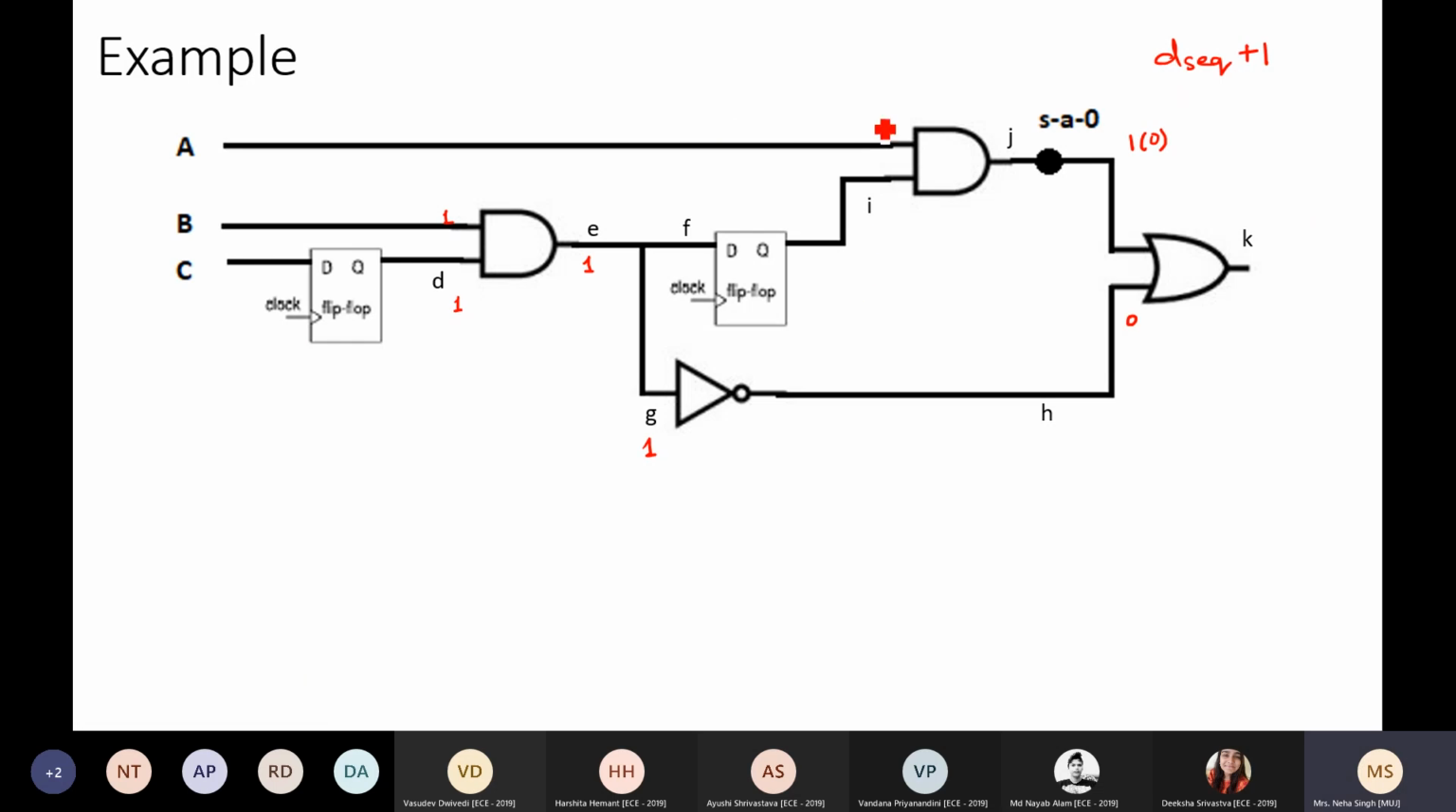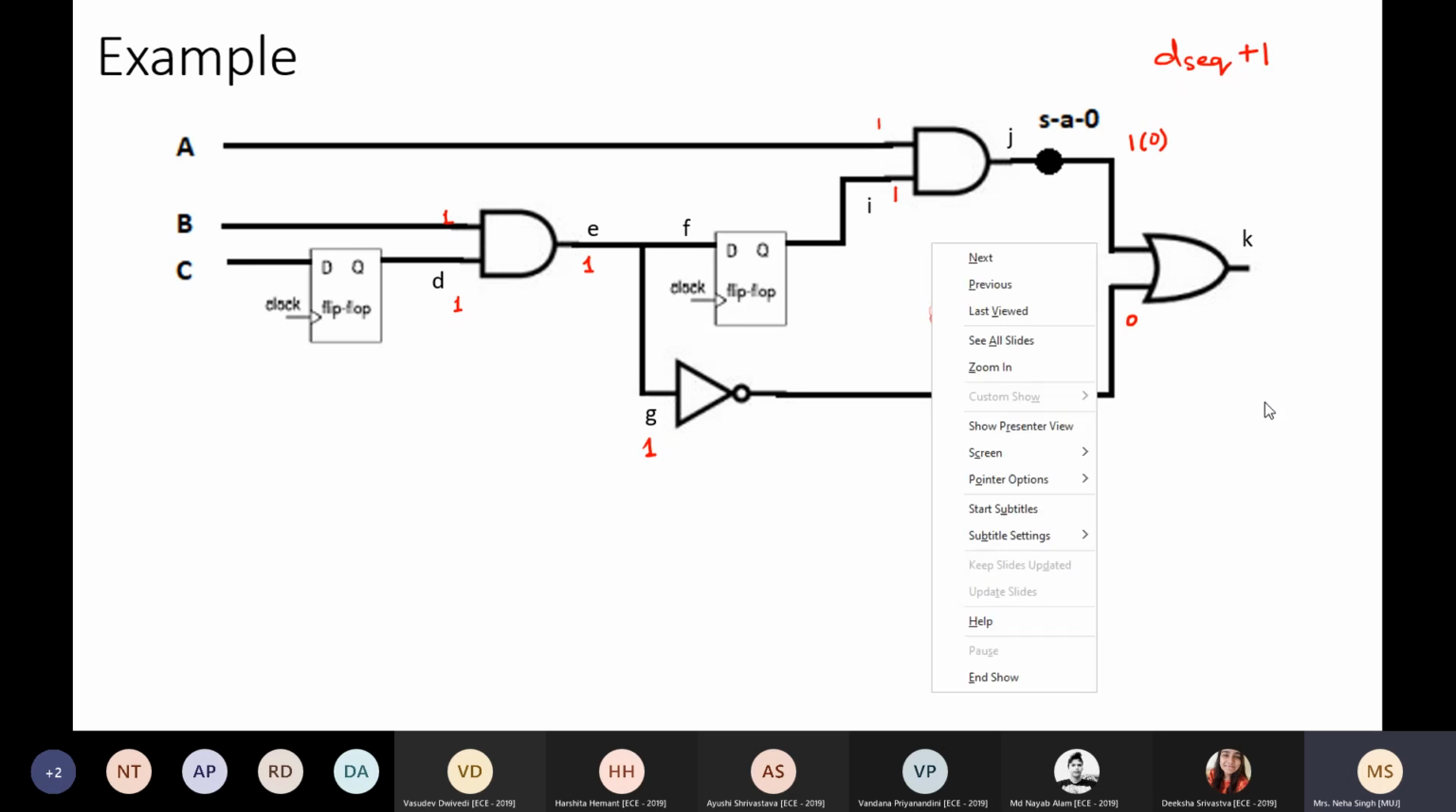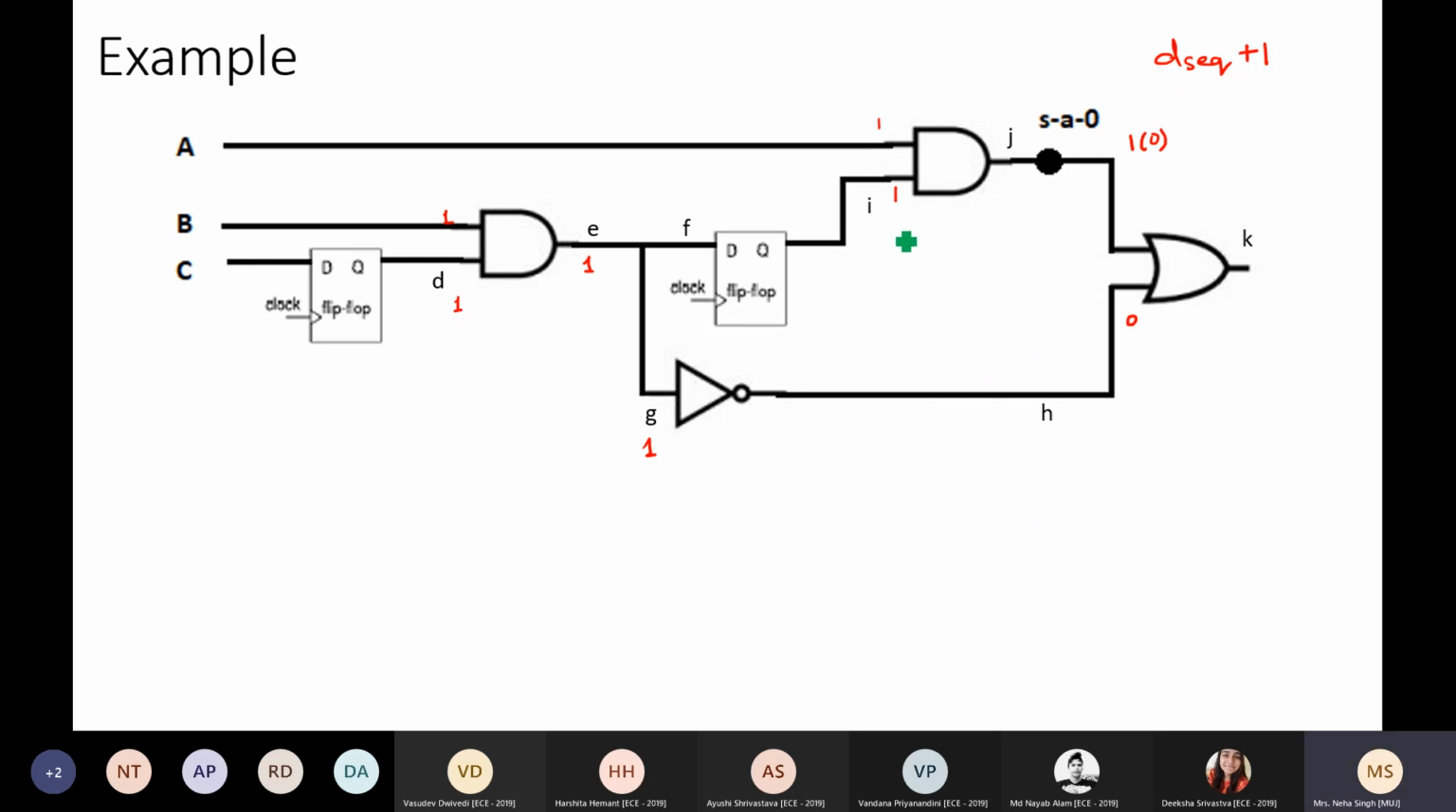Talk about the upper end. If I want the non-faulty value 1 to be seen at J, what should be the value of I and A? 1 each. So I have this 1, I have this 1. But I is the output of the flip-flop. It means in the previous clock cycle, F should be equal to 1. So I write the previous clock cycle, or previous time frame, with another color, let us say green. So in the previous test cycle, F should be equal to 1, right?